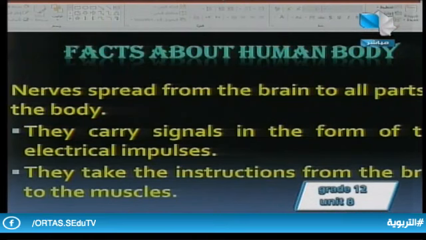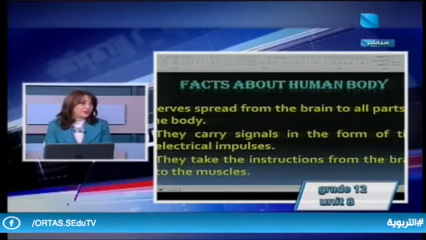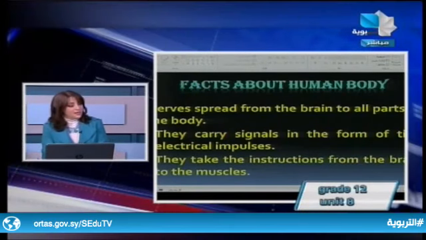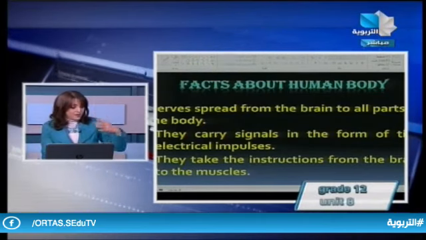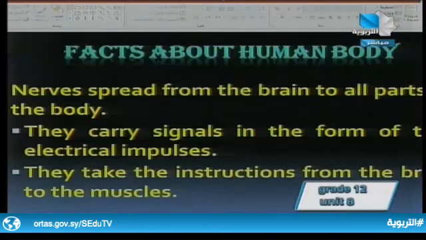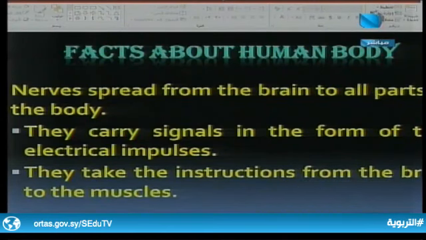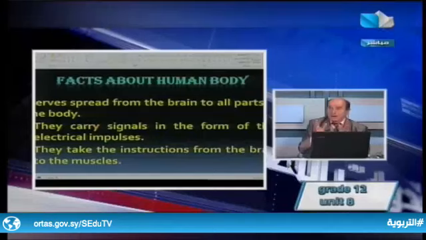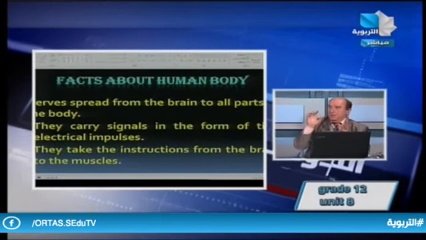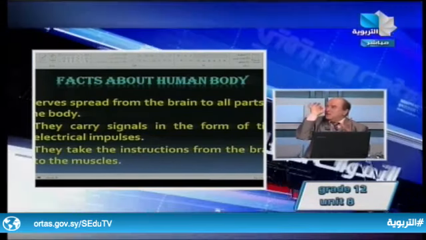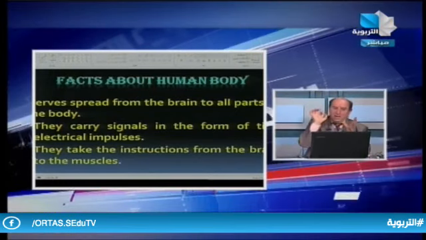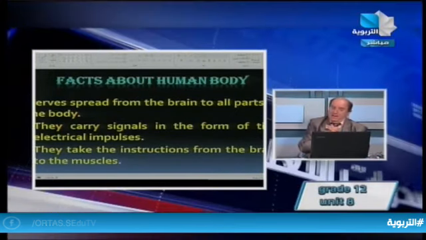What do they do? How do they work? They have a very important function. First, they carry signals, or messages, in the form of tiny electrical impulses to the brain, from the body to the brain. Very nice.